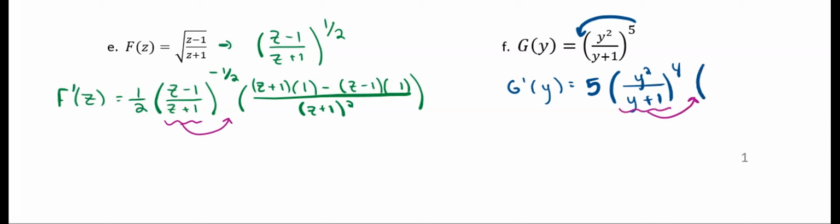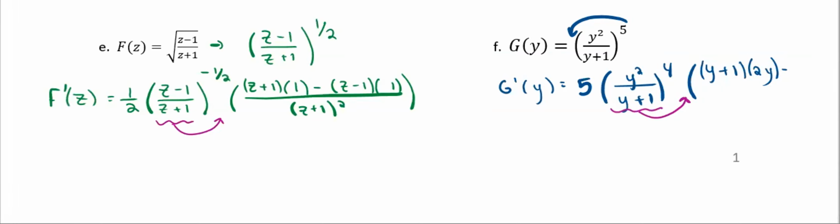So the quotient rule says the bottom times the derivative of the top minus, and then we need the top times the derivative of the bottom, all over the denominator squared.